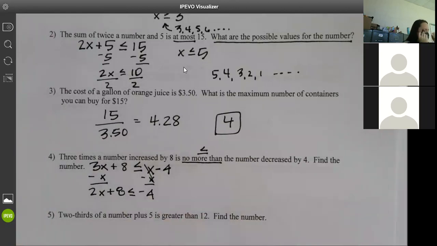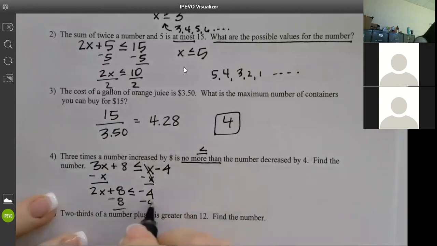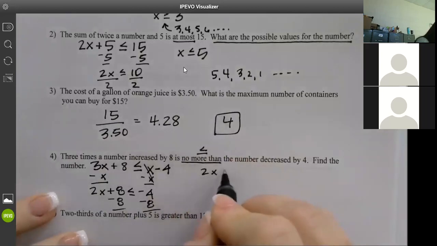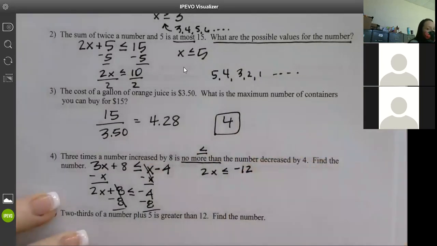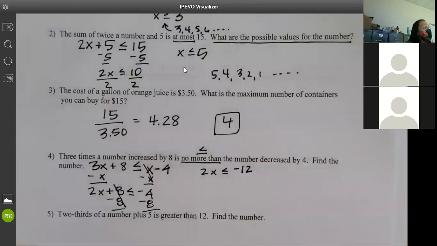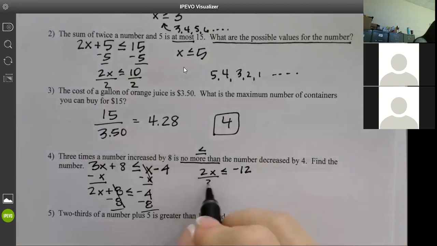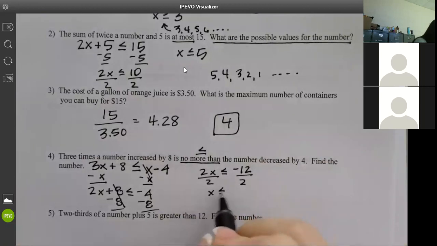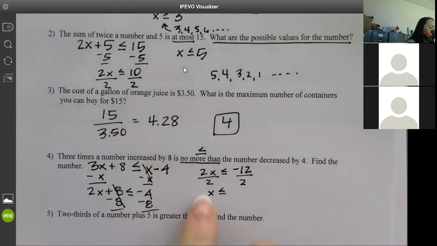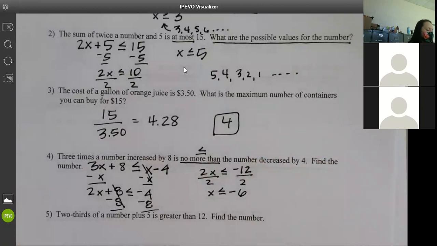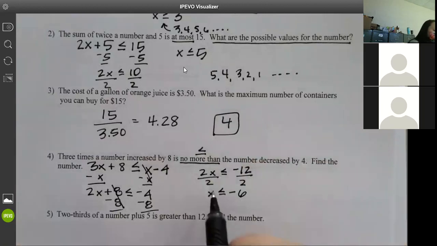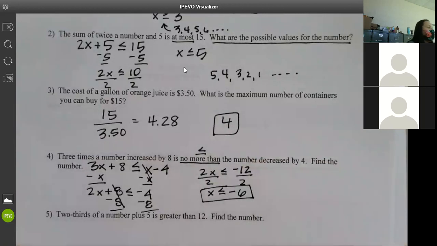What do I do now? Subtract 8. Still the same work. So I get 2x is less than or equal to negative 4 minus 8, which is negative 12. Again, I haven't multiplied or divided by a negative, so everything stays exactly the same. Finish it out by dividing by 2. I did not divide by a negative, okay? The 2 is not negative, so everything stays the same. And I get negative 6. This one just says find the number. We're done.